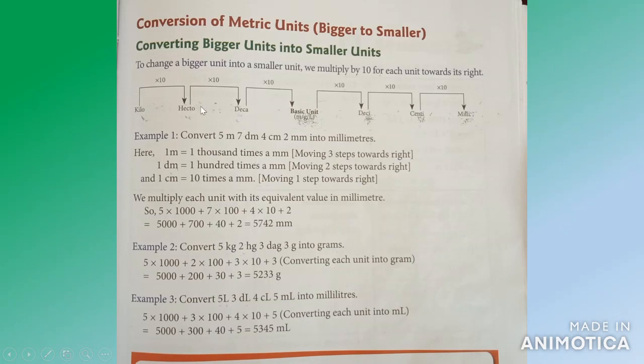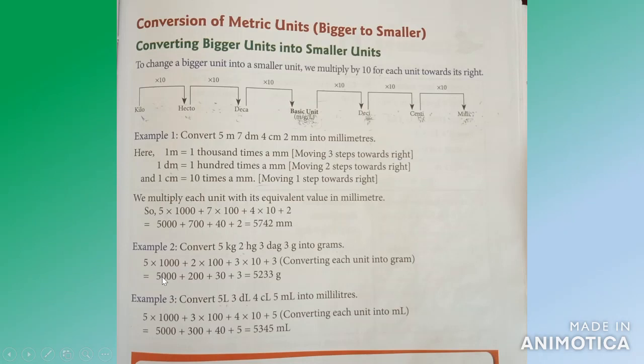Hectogram. Hectogram is here. You see, hectogram is here. From hectogram to gram, how many tens are there? So 2. So we multiply by 100. And then from decagram to gram, it is only 10. So you see this one we multiply only by 10. And then with the last unit, that is 3. So we have to do it in the same way as we did in the previous example.